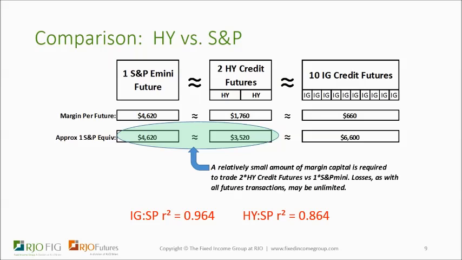Similarly, as this little graphic illustrates, 2 HYs are roughly akin to 10 IGs, and in fact, if you traded investment grade against high yield, you'd find that there's a very substantial margin offset for 5 IGs versus 2 HYs.